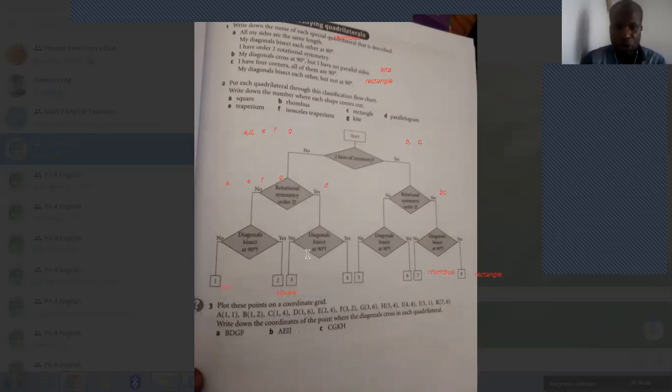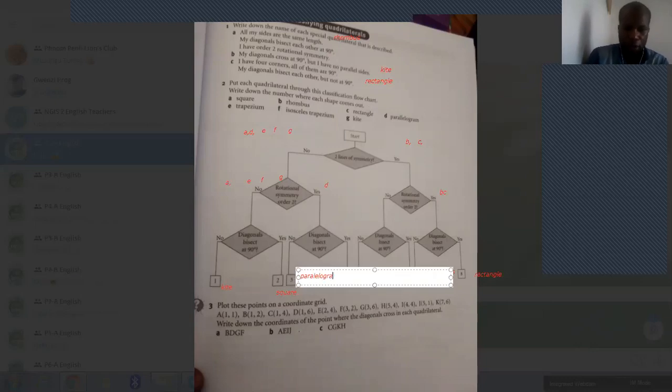Then we go on to these ones. Rotational symmetry of order 2, we only have one, which is D, a parallelogram. Diagonals bisect at 90 degrees. In a parallelogram, it's no. So here, we're supposed to have a parallelogram here.